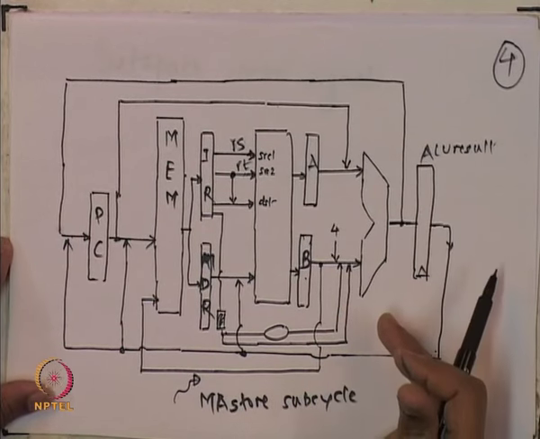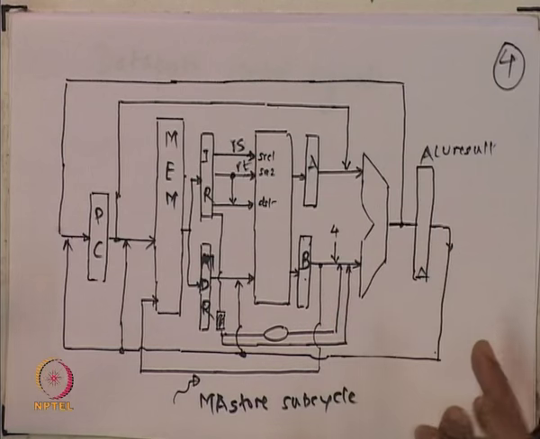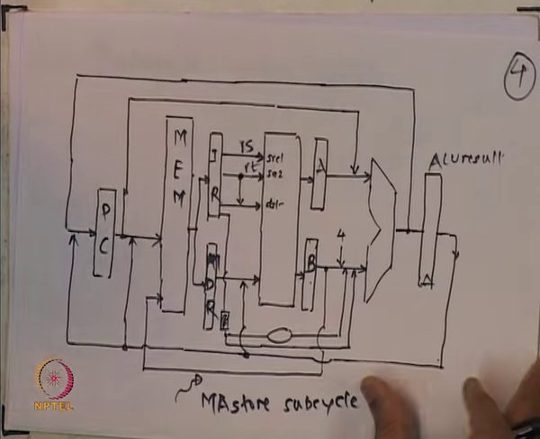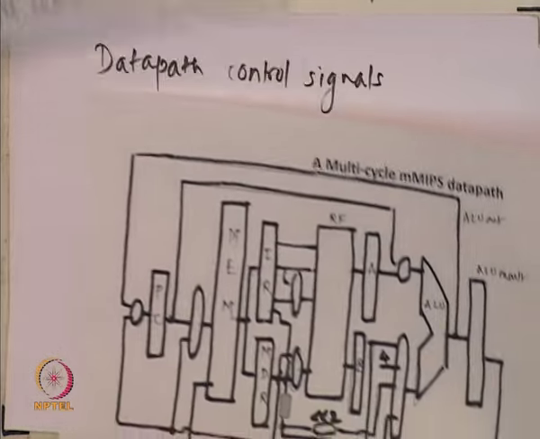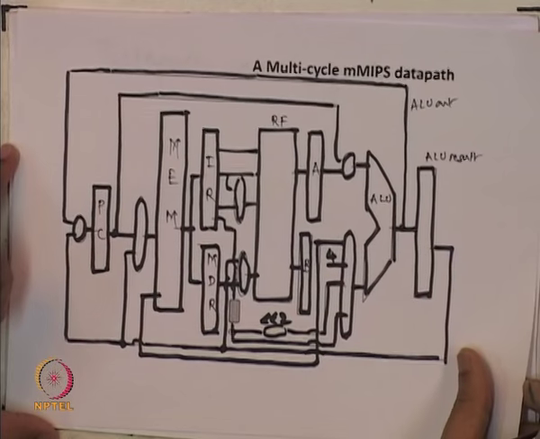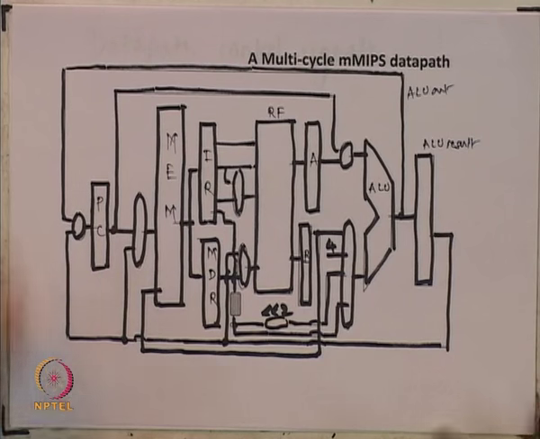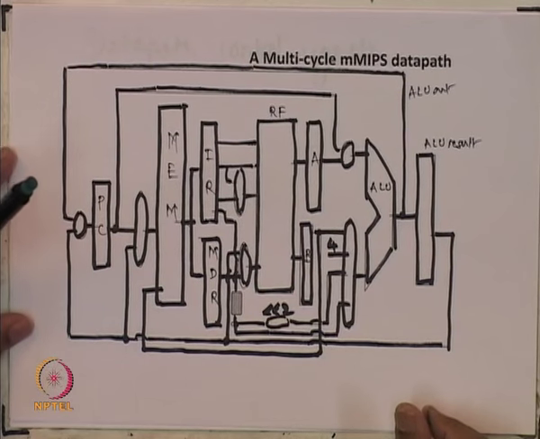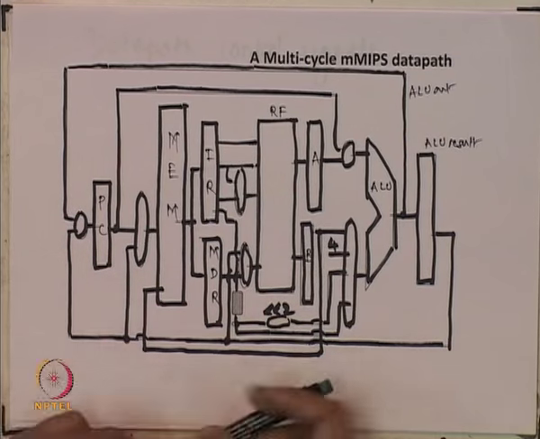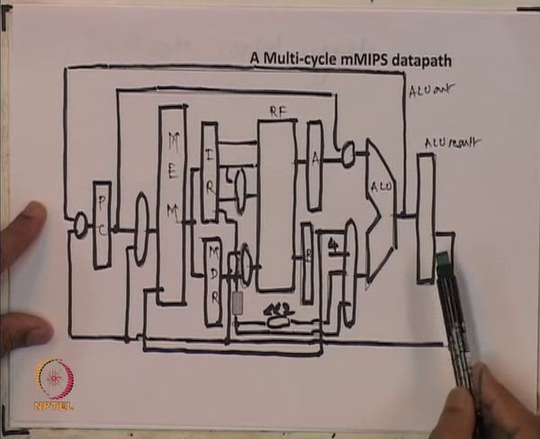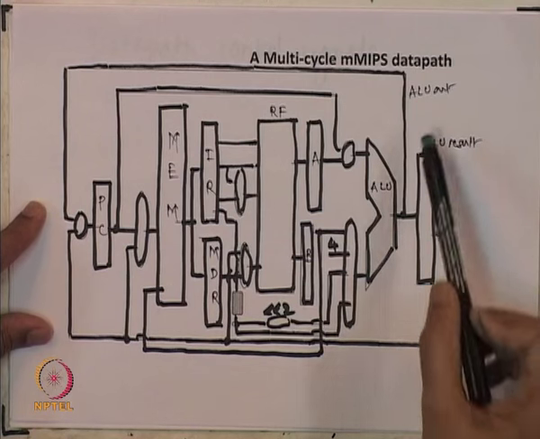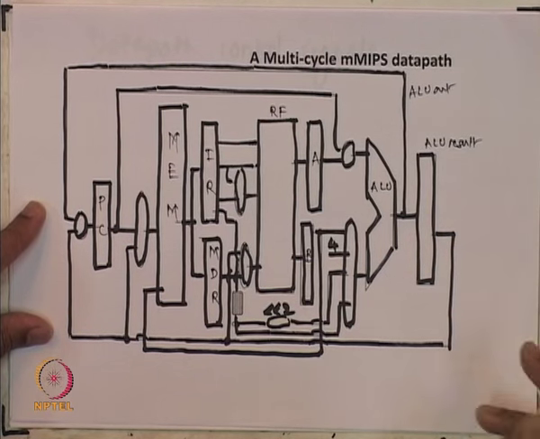So, I have not drawn that in this abstract diagram. The next diagram will make that clearer, but with a bit more clutter. Here, same PC, memory, you recognize all of that: instruction register, register file RF, A, B, ALU, ALU result. Do not worry about the names so much, you will get used to that.